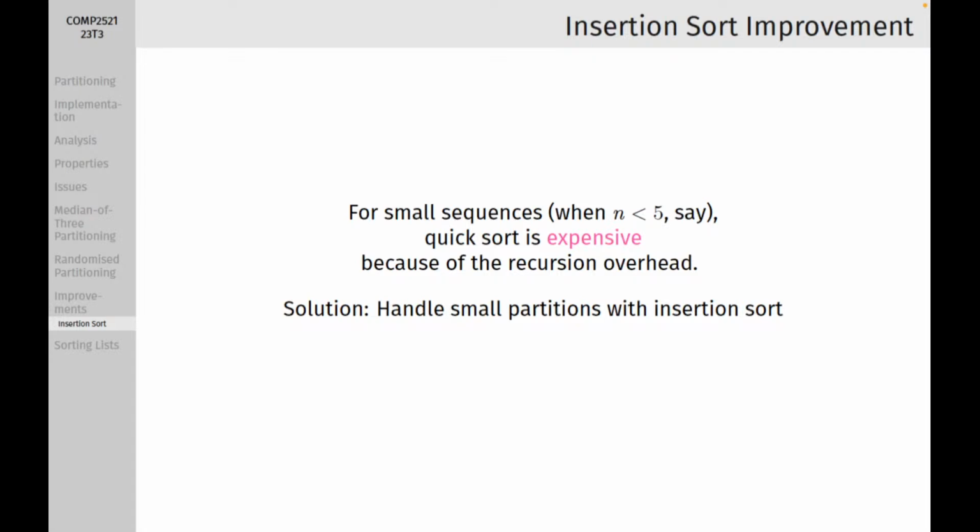The reason is that quicksort uses recursion, and remember, whenever you call a function recursively, it creates a stack frame for it, so that takes up some operations. So the idea is instead of recursing all the way down to 1 element with quicksort, we stop when the array has, say, less than 5 items. So we handle small partitions with insertion sort.